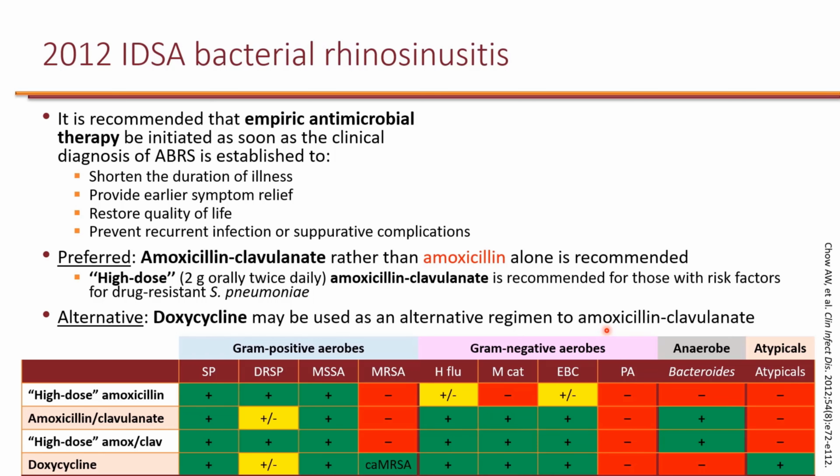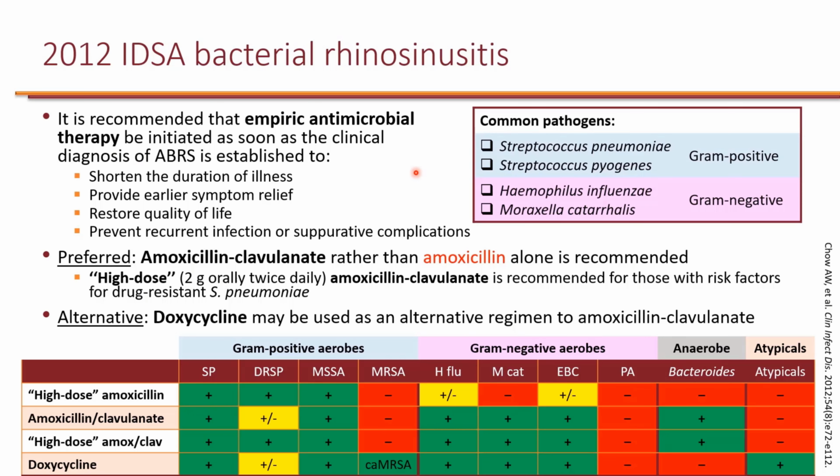These are the 2012 IDSA guideline recommendations for bacterial rhinosinusitis, and they do recommend that empiric treatment should be initiated as soon as possible if you suspect bacterial rhinosinusitis, and this is for the purpose of shortening the duration of illness and to provide earlier symptom relief, restore quality of life, and also to prevent recurrent infection or suppurative complications.